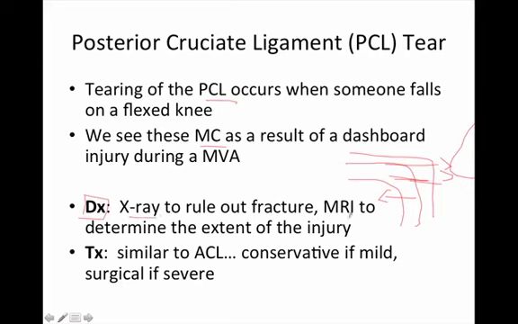Okay, so diagnosis is based on history and x-ray. We want to rule out a fracture. Now, we can do an MRI to see the ligaments better and help us determine the extent of the injury, to see whether or not it warrants surgery. Okay, and the management is just going to be similar to ACL, conservative if mild, surgical if severe.